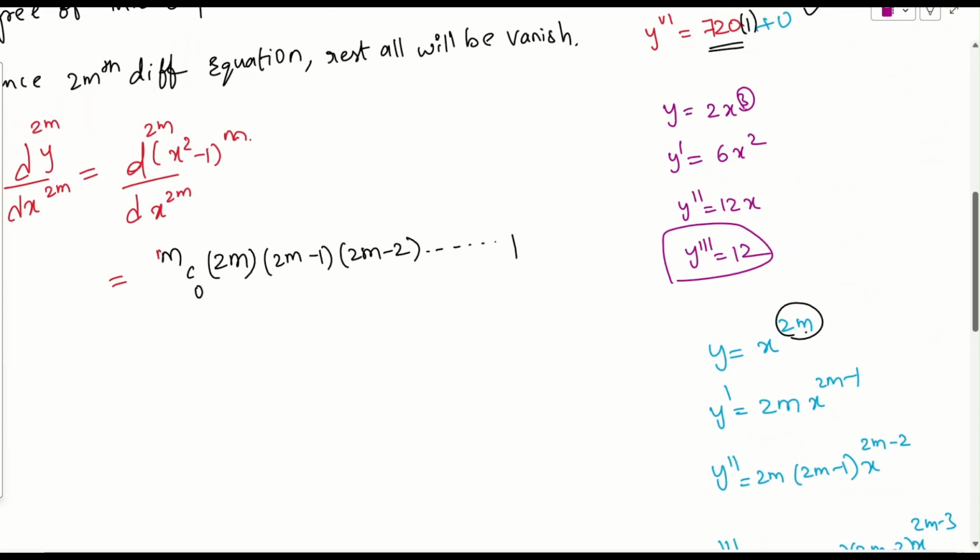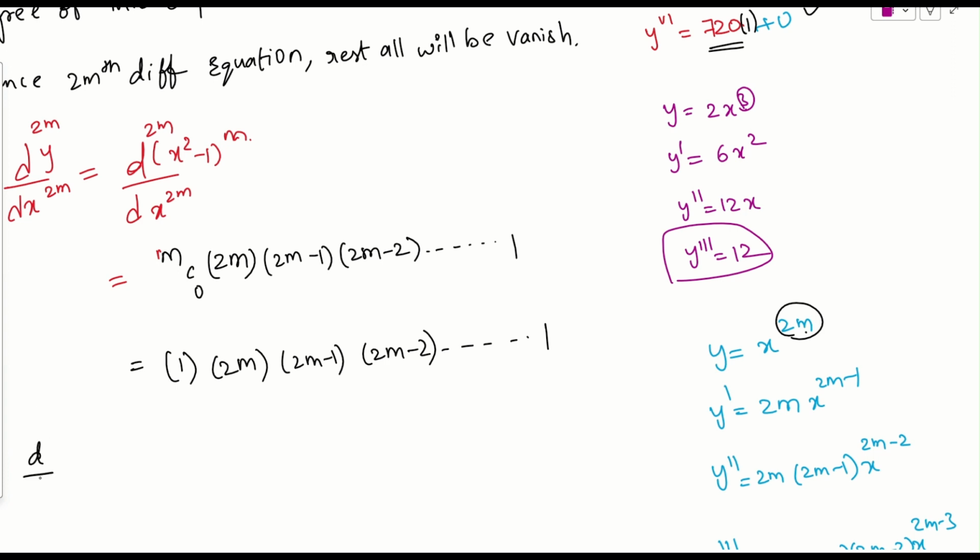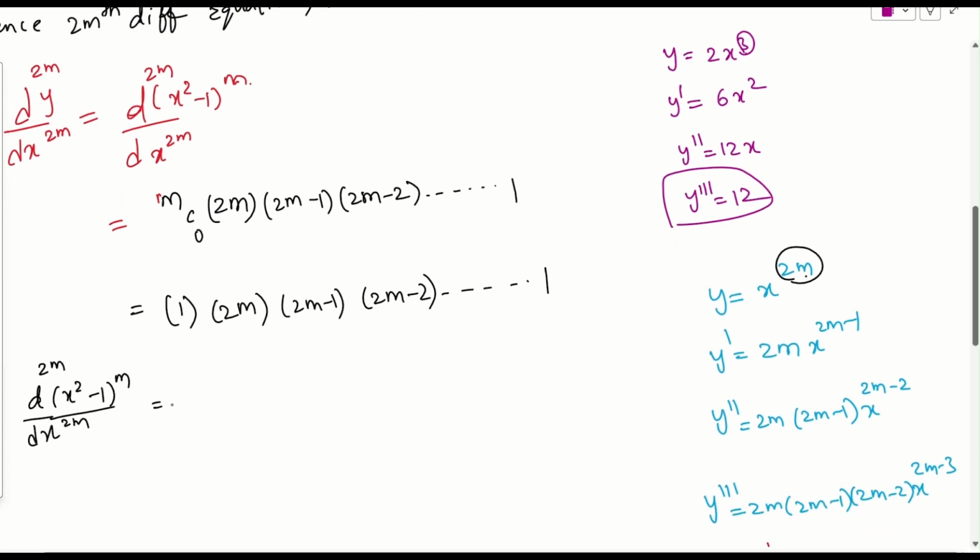So let me substitute here. We got mc0, which is 1, into 2m into 2m minus 1 into 2m minus 2 into and so on, gradually decreasing up to 1 here. Is it okay? What we are doing is differentiating 2m times a function, that is x square minus 1 whole power of m, by x power 2m. Is it okay? So if you look into this, it is 2m into gradually decreasing.